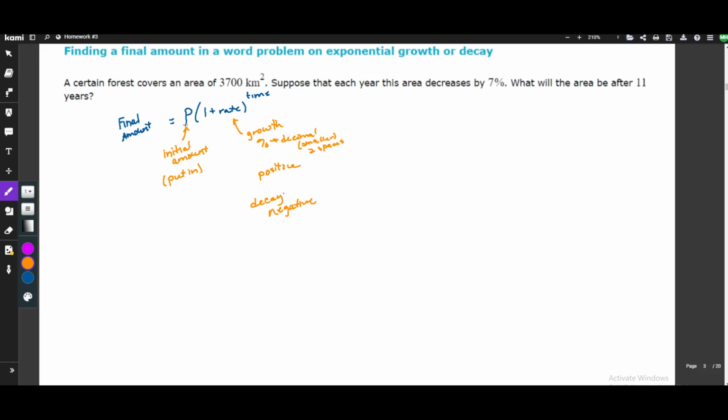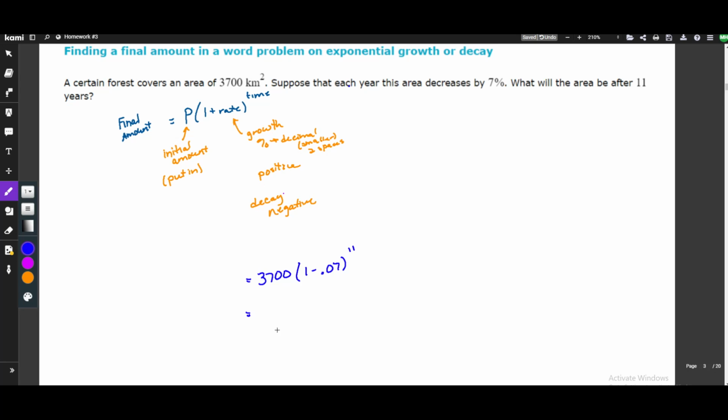But for this problem, how much we started with is 3,700. So we're going to change our problem. We have 3,700 kilometers squared. We're going to get sloppy and not put our units in there. We're looking for the final amount. Suppose that each year this area decreases by 7%. So my rate of change is going to be 1 minus 0.07. And what will the area be after 11 years? Each year it's decreasing, so that matches the time frame. So it'll be to the 11th.